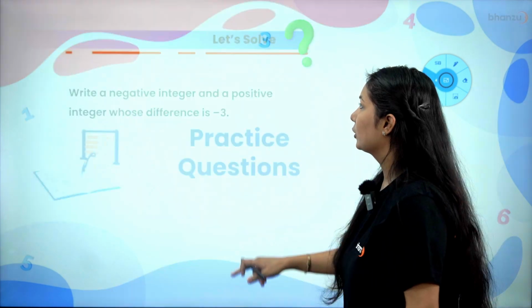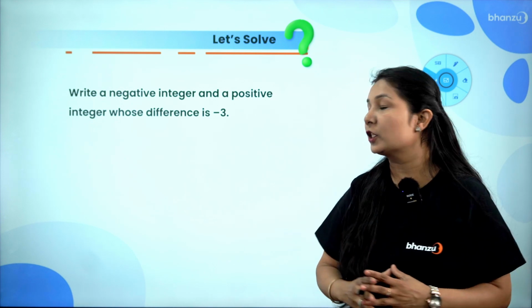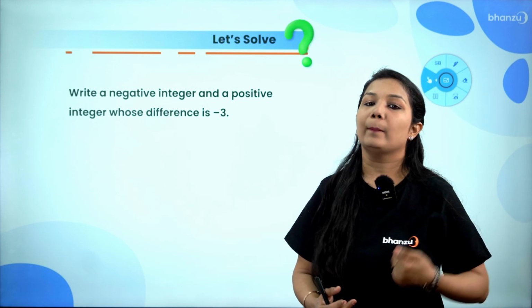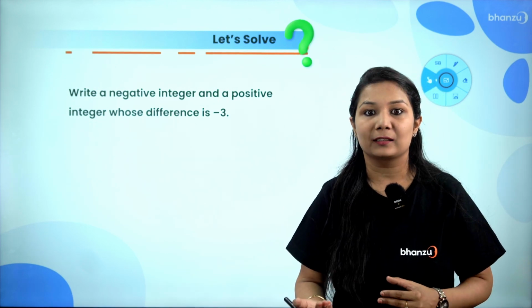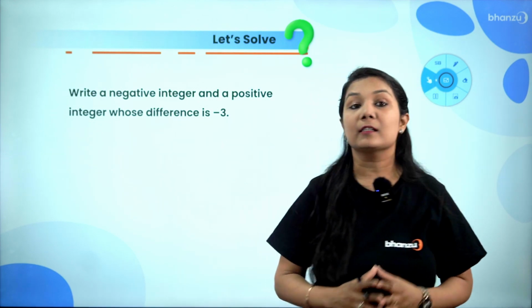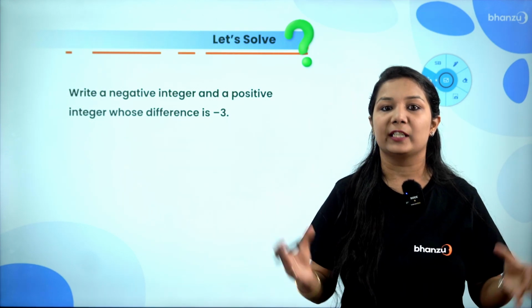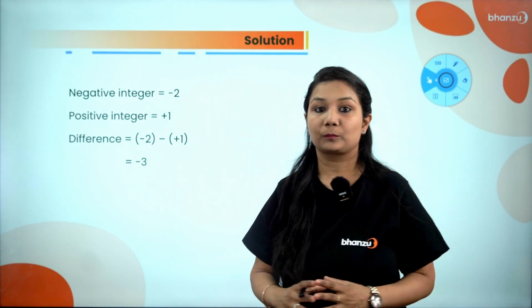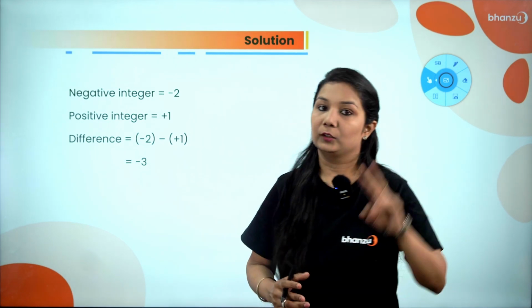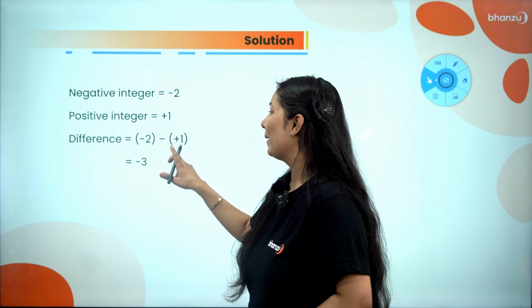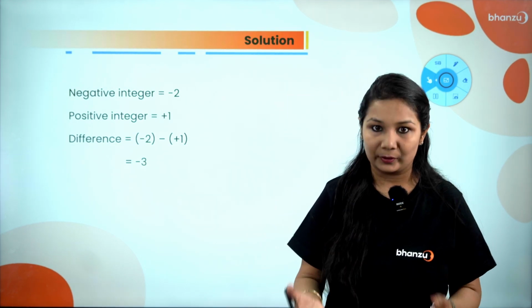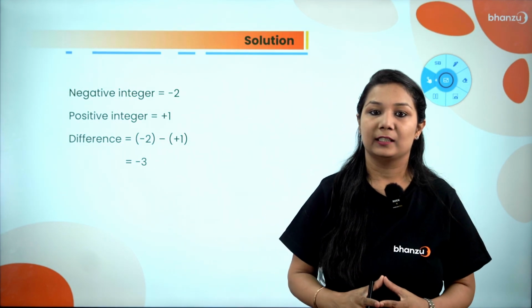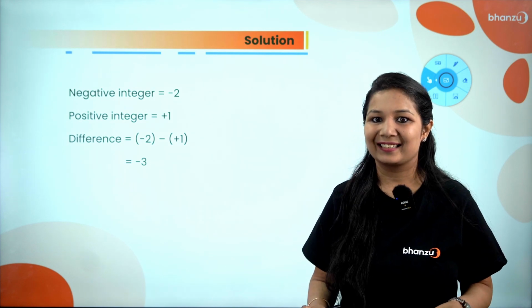Starting off with the first one: write a negative integer and a positive integer whose difference is -3. So we need to pick any two integers such that if we subtract them, the difference is -3. There can be any pairs of integers like that. So here we go. If you have a negative integer as -2 and a positive as +1, then -2 minus 1 would be -3, right? Got it everybody? Yes? Great.